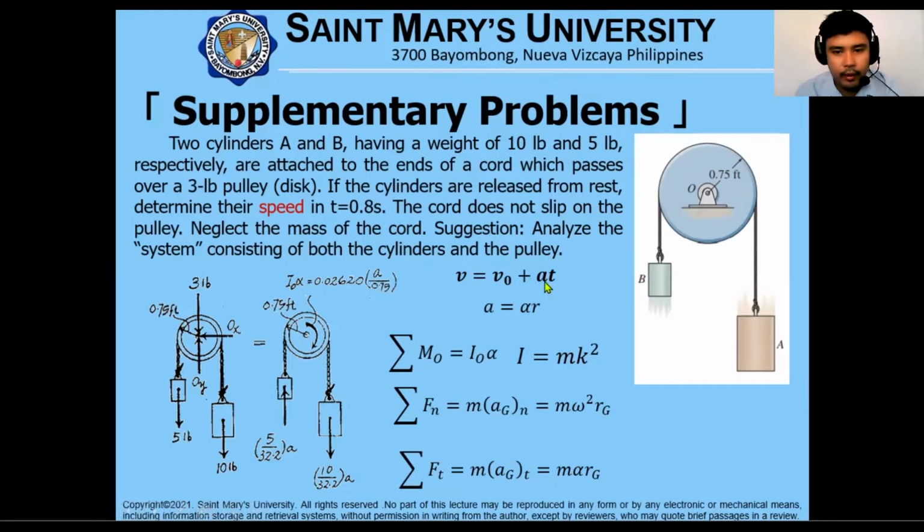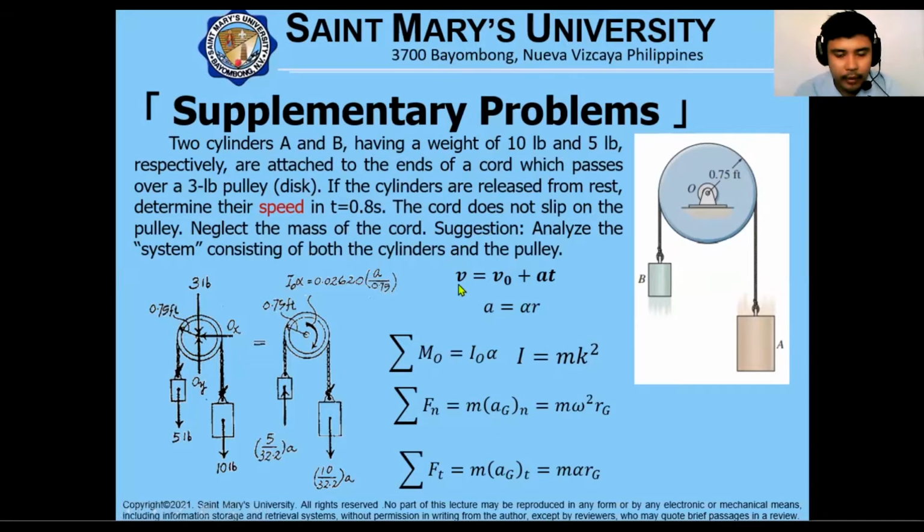We need to solve for acceleration. To solve for the acceleration, we need to relate linear acceleration to angular acceleration. We have already discussed this equation: angular acceleration is related through its radius. From that, we can substitute A or directly solve using this one.